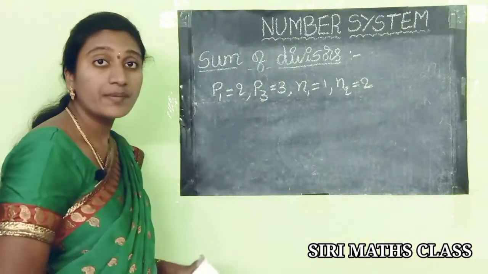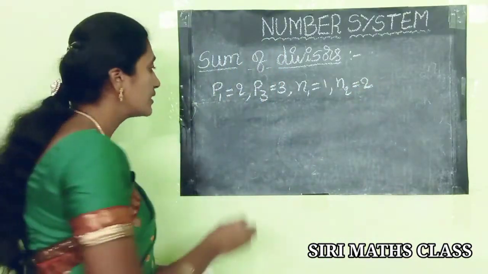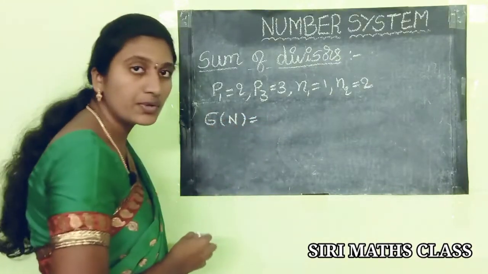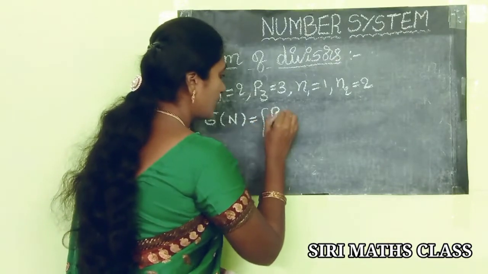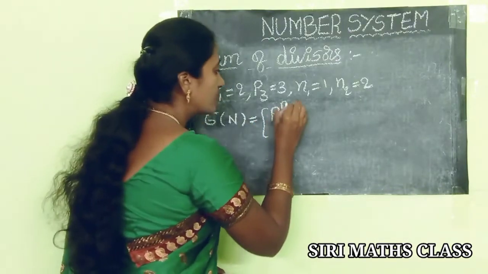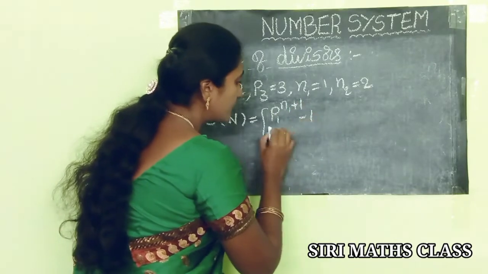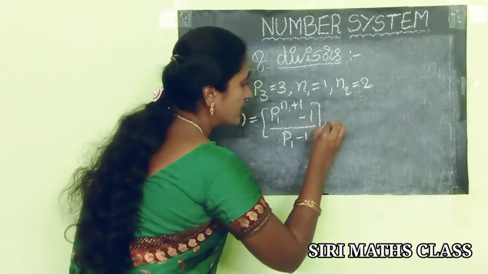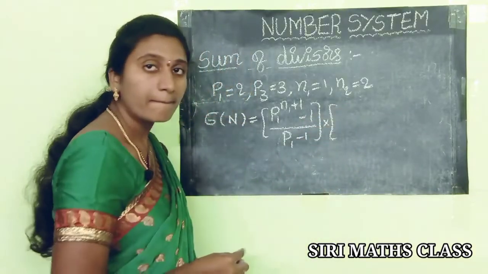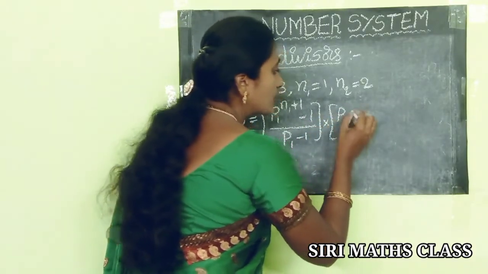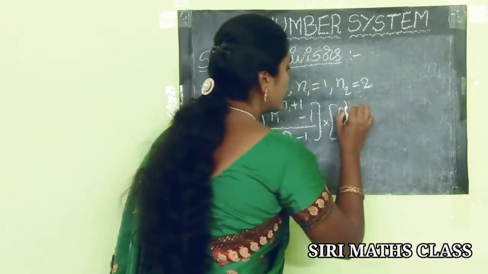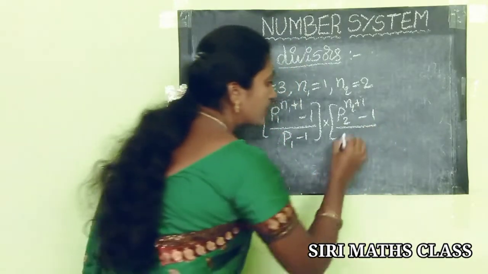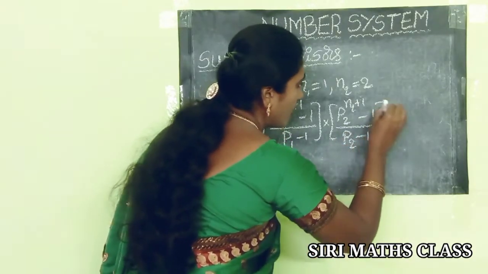What is the sum of divisors condition? Sigma n is equal to (P1 to the power of n1 plus 1, minus 1) by (P1 minus 1), into (P2 to the power of n2 plus 1, minus 1) by (P2 minus 1).